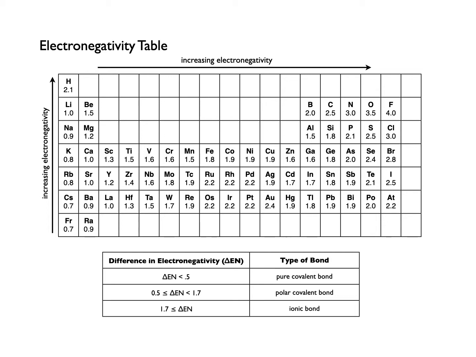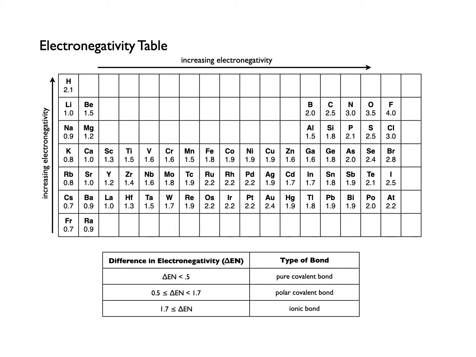Below the main table, though, is a decision table that lets us look at the difference between the electronegativities of two atoms that are bonding to each other and make a judgment about the likely bond that would exist between those atoms. This is merely a guide. The fundamental facts about bonding have not changed.